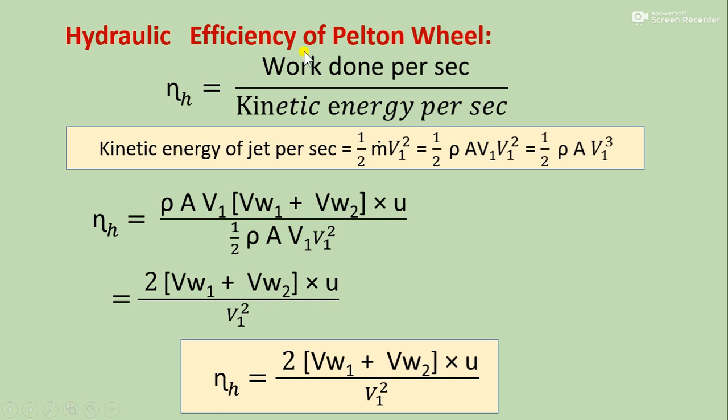Now, hydraulic efficiency of Pelton wheel. It is the ratio of work done per second to kinetic energy per second. Kinetic energy of the jet per second is half rho a V1 cube. So putting the expression in the main formula and simplifying, with cancellation of terms, we get hydraulic efficiency of Pelton wheel equal to 2 × (Vw1 + Vw2) × U divided by V1 square.